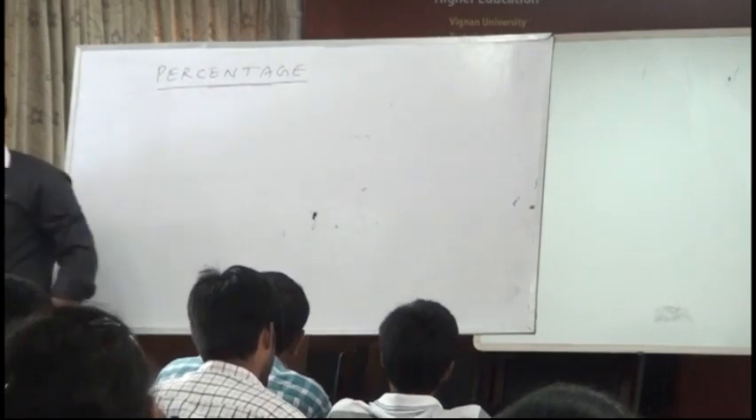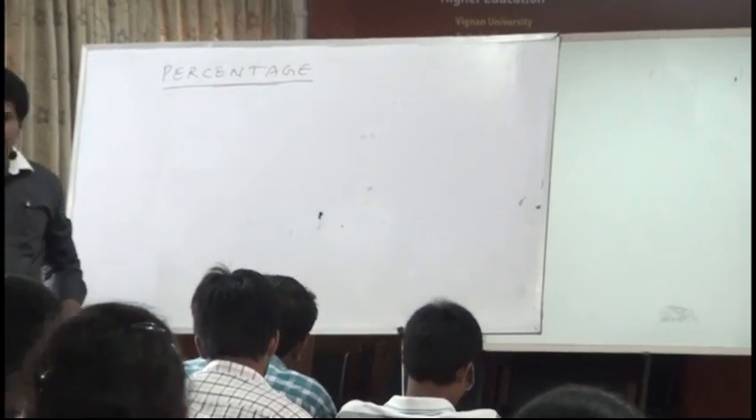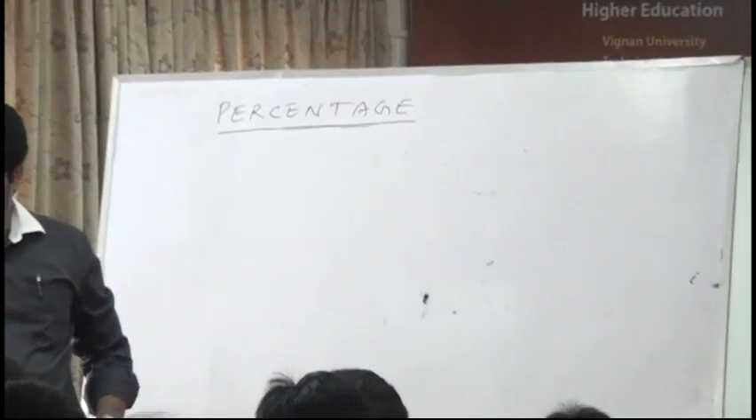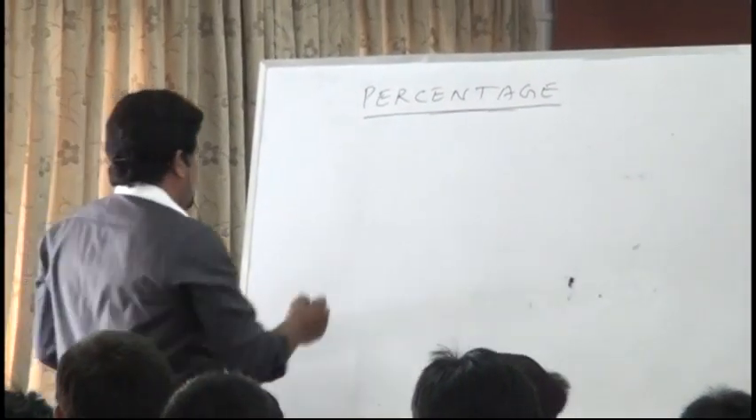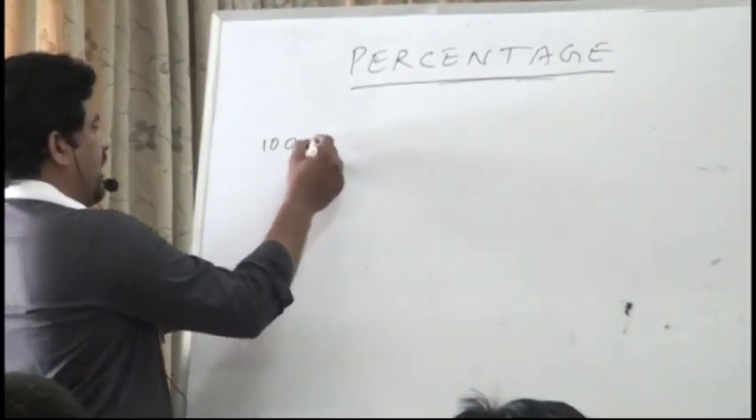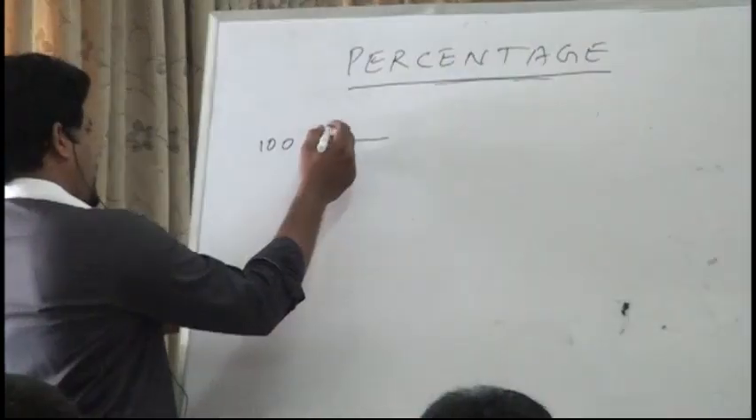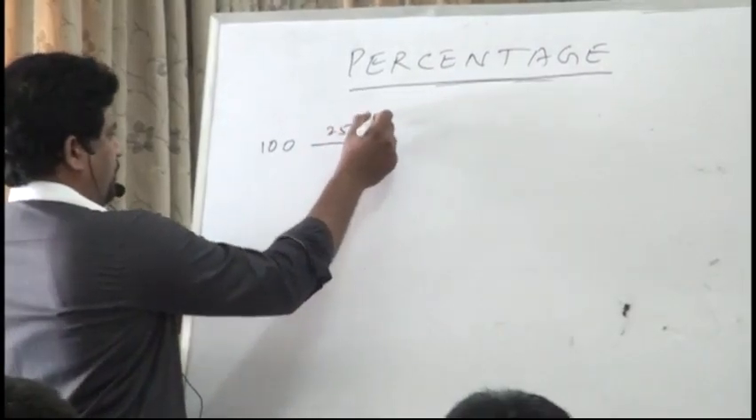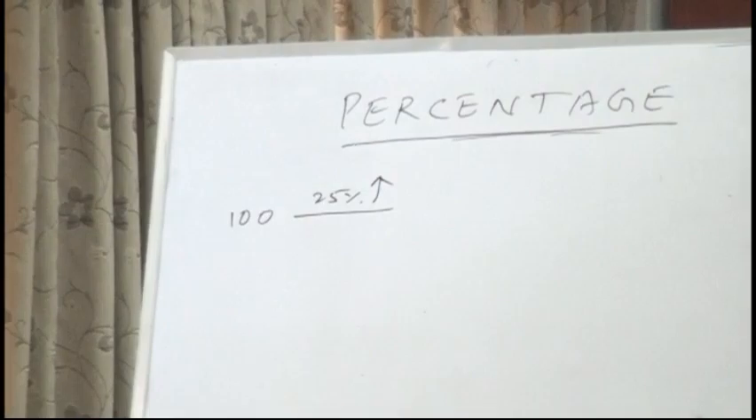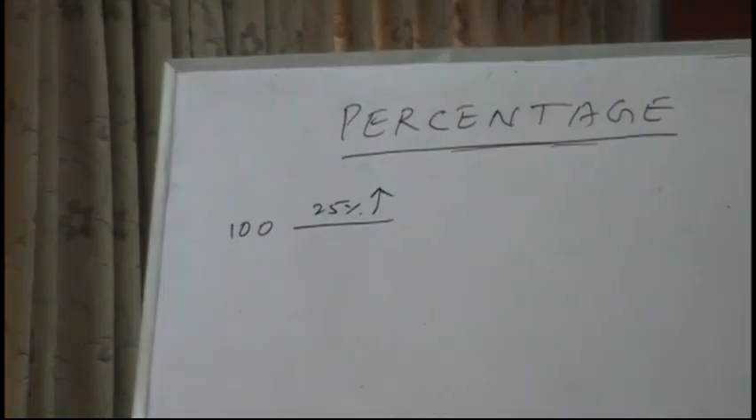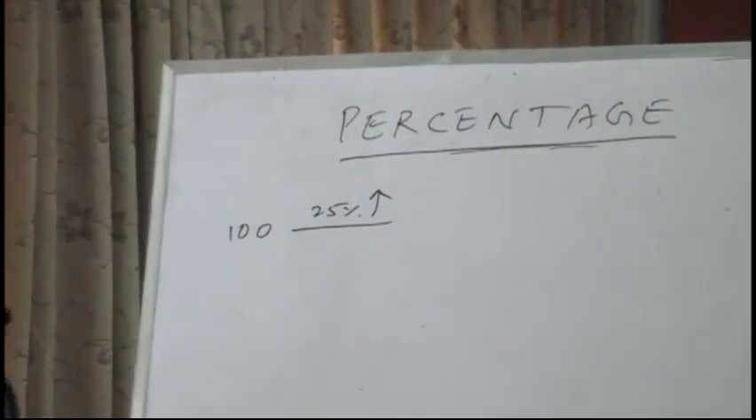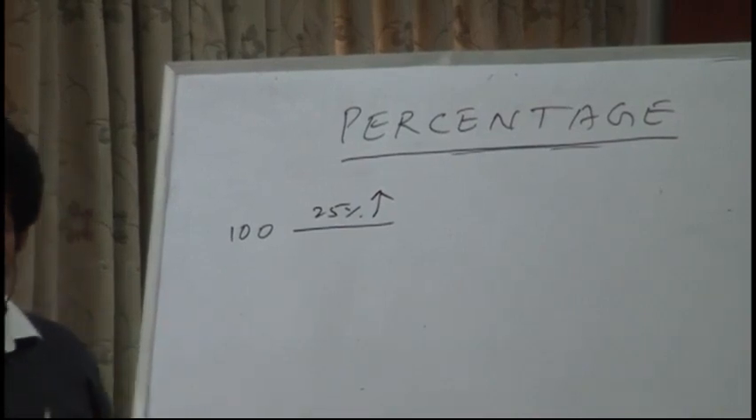Because if you know different approaches, it becomes easy for you to solve problems. Say 100 is increased by 25%. What would be the new number? 100 is increased by 25%. What is the new number? 125.